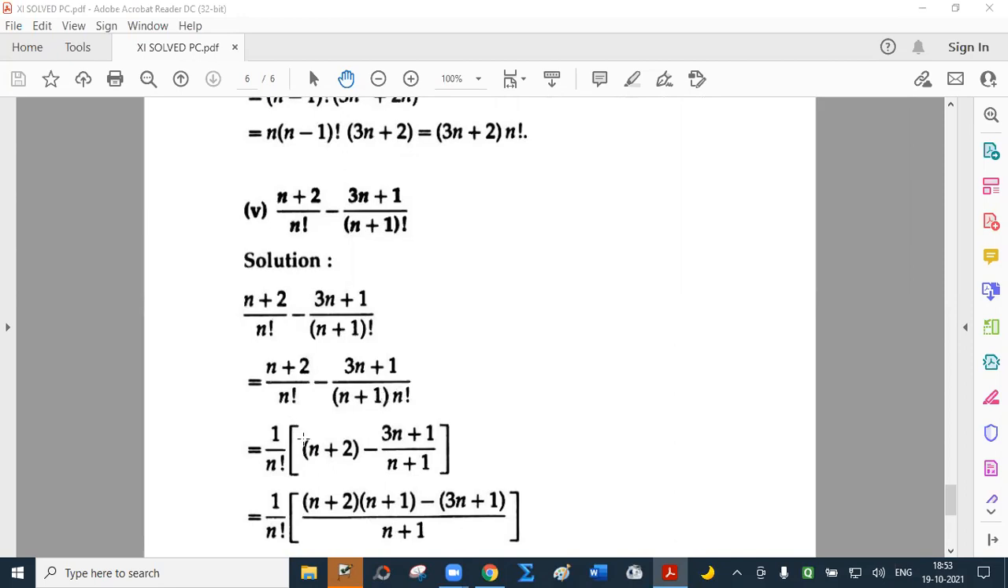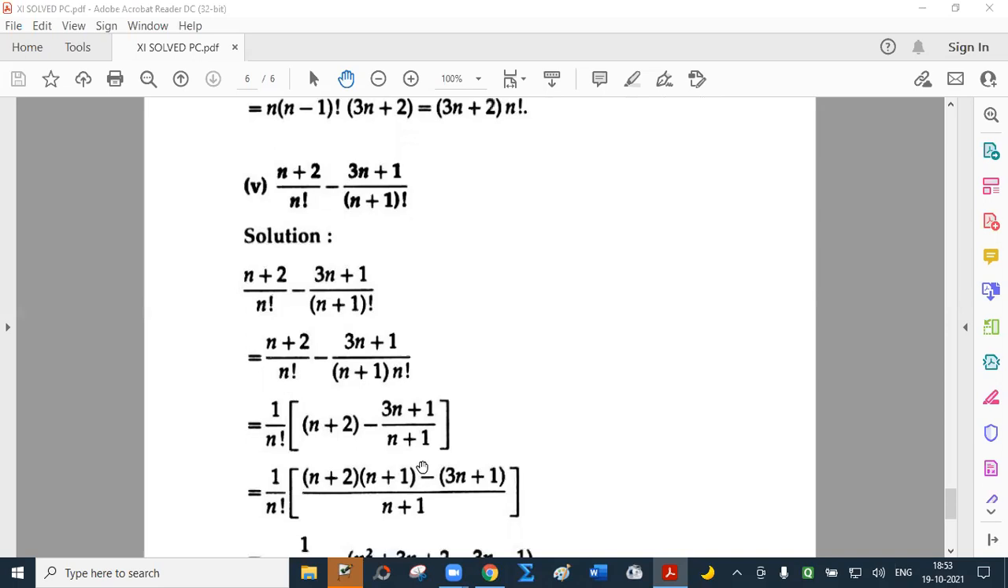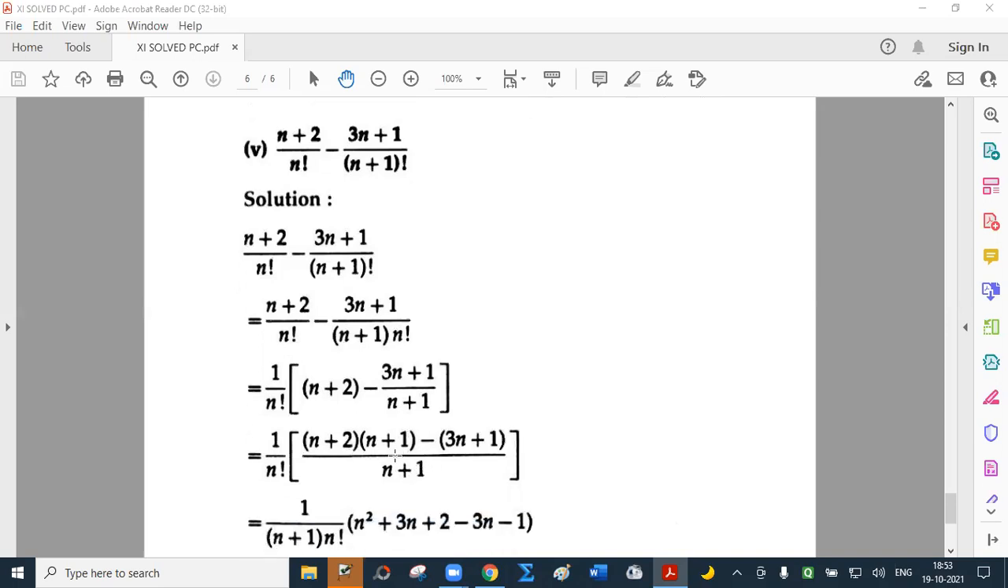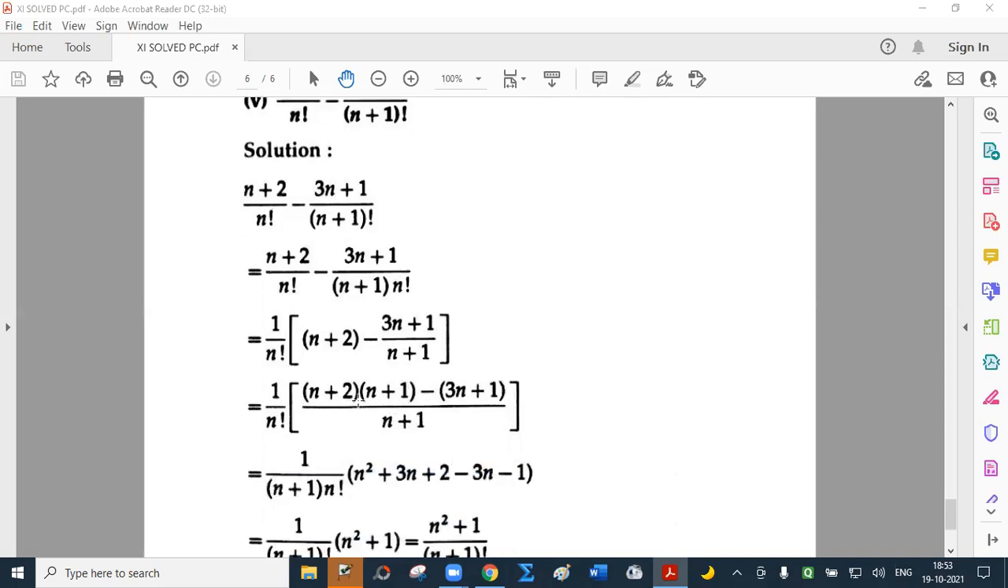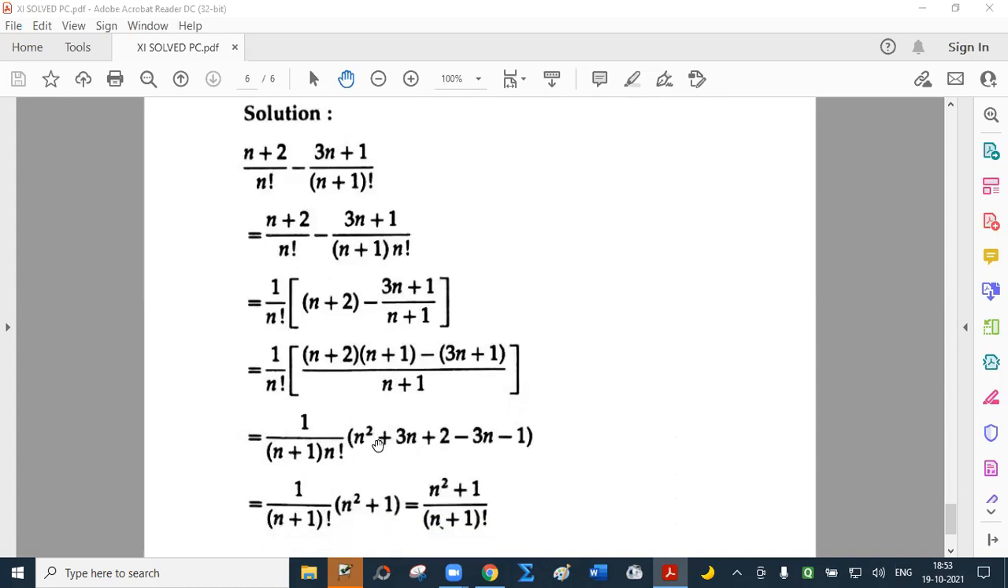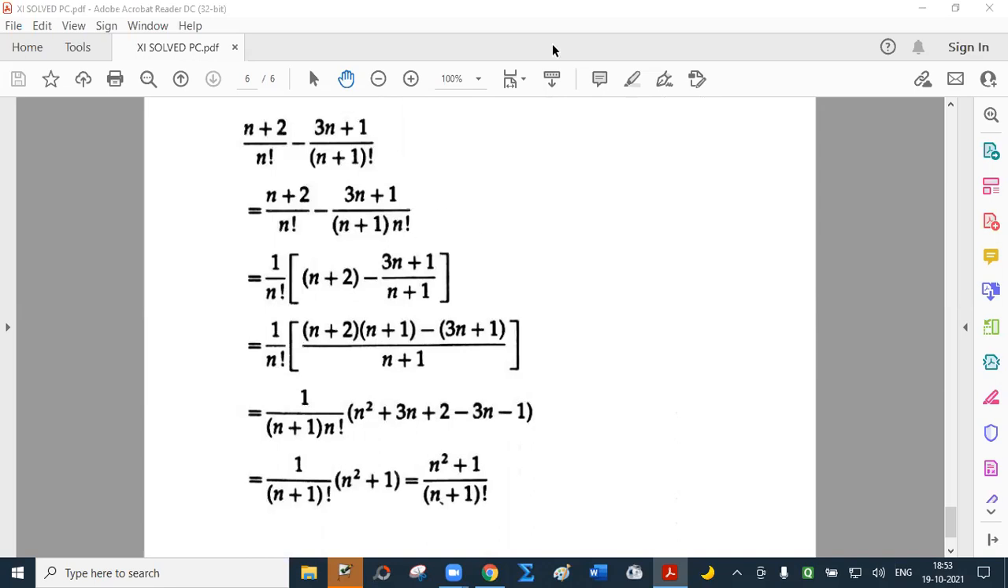Okay. What is taken common? 1 upon n factorial. What remains in the bracket is n plus 2 minus 3n plus 1 upon n plus 1. LCM is n plus 1. Simplify. So what is the numerator? The numerator is n square plus 1. So what is the final answer? It is n square plus 1 upon n factorial into n plus 1, that is, n plus 1 factorial. Okay.